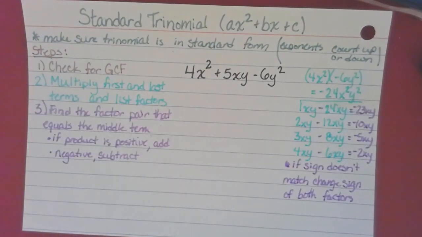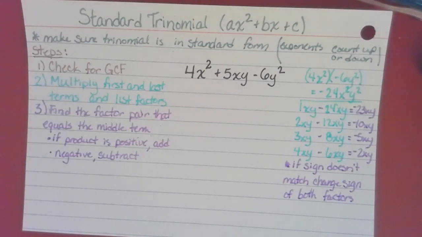So we find the factor pair that equals the middle term. When we multiply that first and last term, if the product is positive, we're going to add. If it's negative, we're going to subtract. So we had a negative 24x squared y squared. That means we're going to subtract our factors. So as we subtract, we get negative 23xy, negative 10xy, negative 5xy, and negative 2xy.